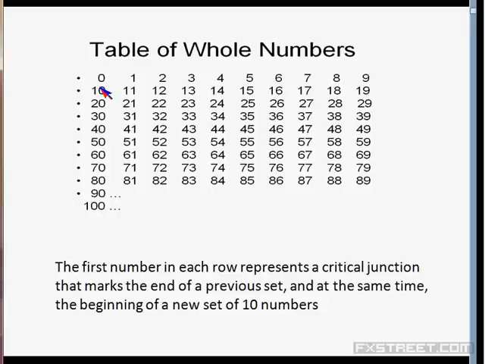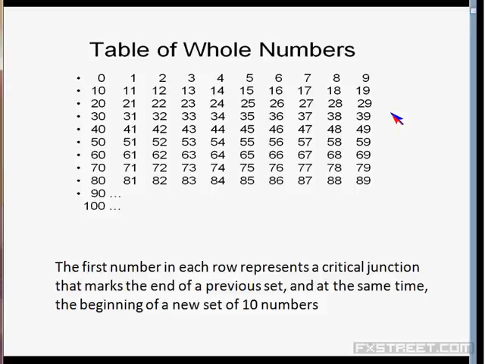For example, the number 10 marks the end of the single digits set of 9 or 10 numbers, and at the same time it marks the beginning of another set of 10 numbers, which is the so-called teens. The number 20 will mark the end of the teens and start a new set of 10 numbers, which we may call the 20s, and so forth.